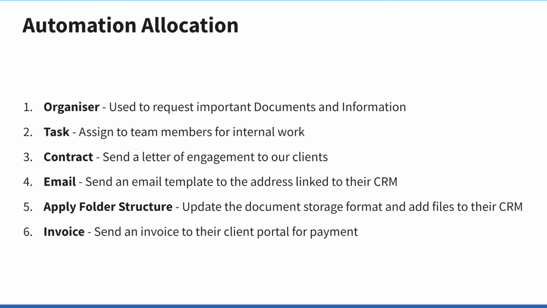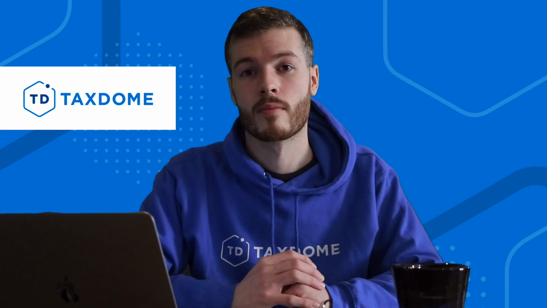If I roll the number 4, we're going to send the client an email directly to the address linked to their profile on the CRM. If I roll the number 5, we're going to apply a folder structure which is essentially going to customize the formatting of their documents and files. Lastly, if I roll the number 6, we're going to send the client an invoice, which again will be sent directly to their client portal where they can then make the payment.